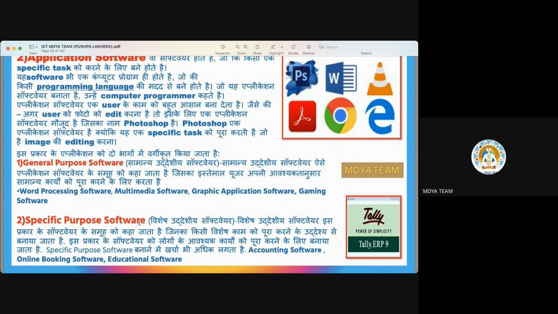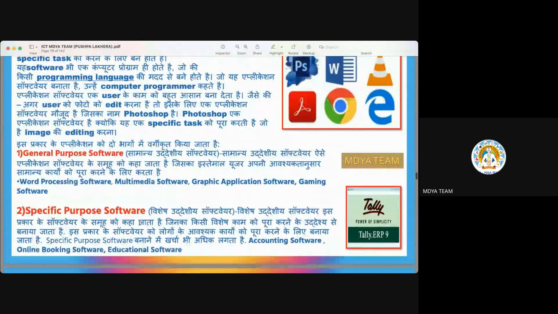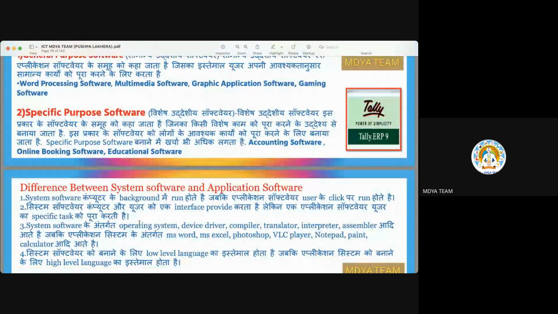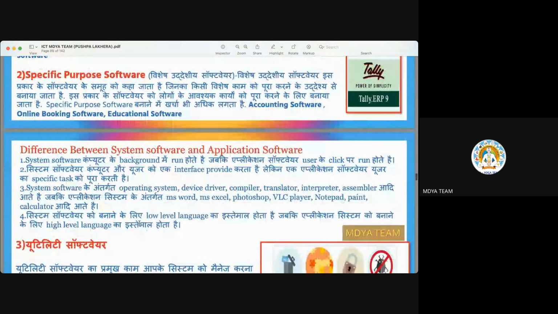Like accounting software are used in a particular field, like the finance sector, CAs, and those types of professionals. They need accounting software. For banking purposes, they need different software. Education institutes need different software. And booking software, like railways or airways, they need different types of application software. Just to say, for example, Tally is used for accounting purposes.